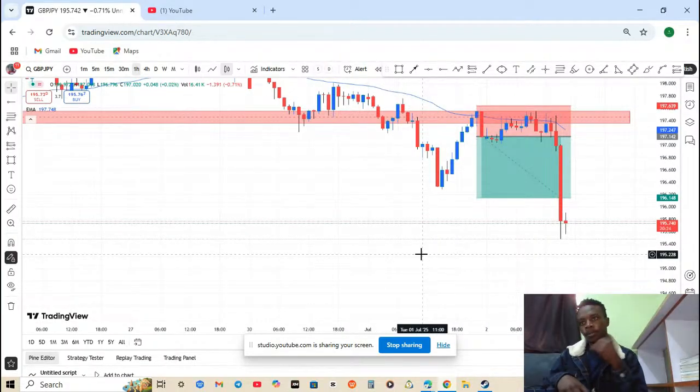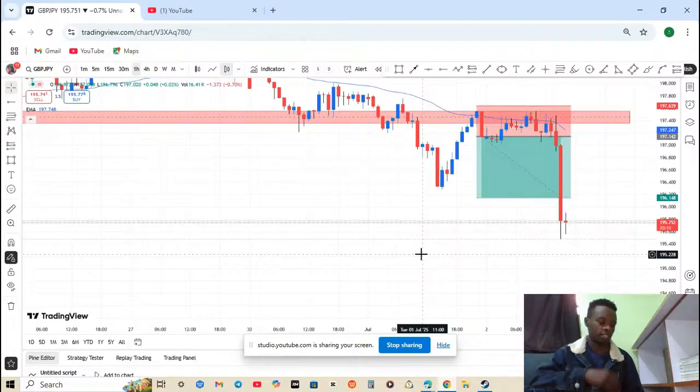So those are the two trades that I executed today. One turned out to be a winner, the other one turned out to be a loser. The most important thing is having the rules and following them to the T. So I hope it was clear, it was obvious.